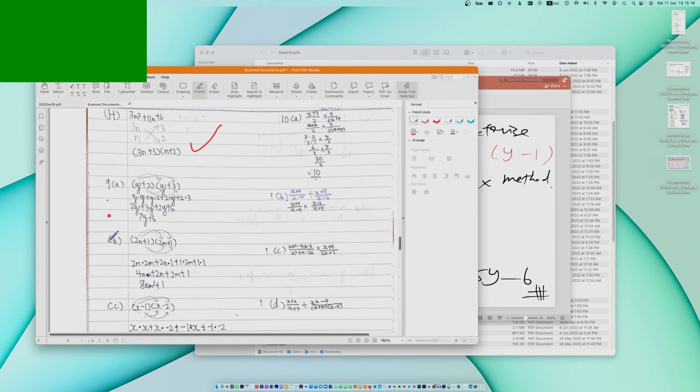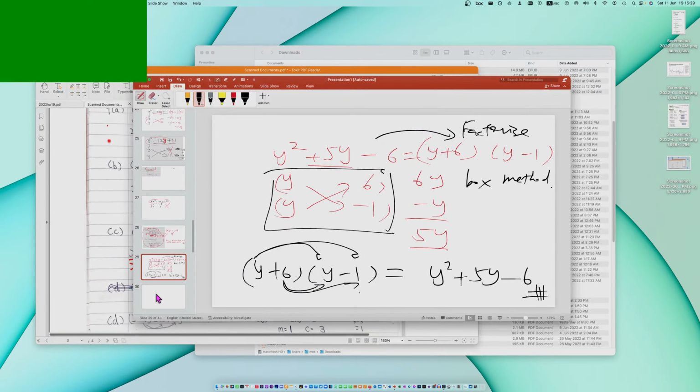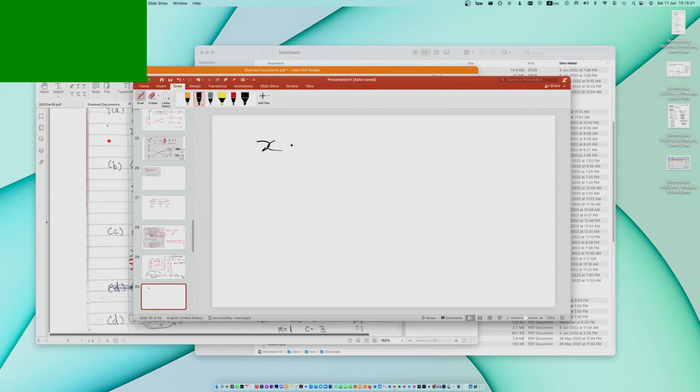Good. Then over here I think you make a silly mistake as well. X times x is x squared. The most important thing is x times x is x squared. X plus x is 2x. So you have to get this right.